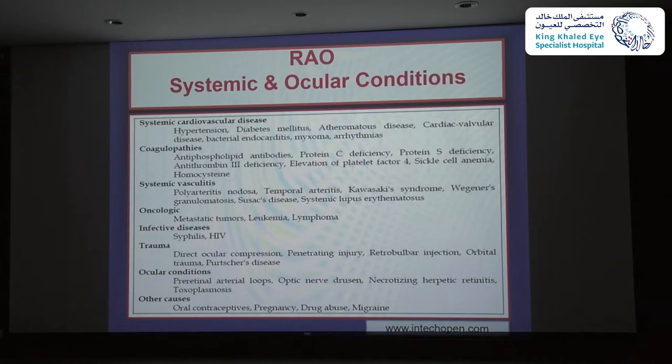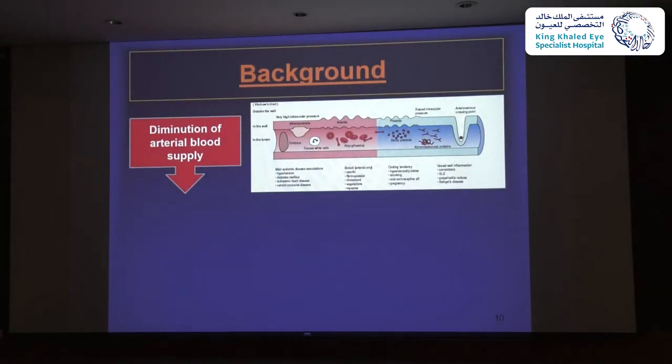But having some symptoms and focused history, I'm sure that you can end up with a very important possible cause that you need to investigate. So usually use your sense, and through the history and physical examination, you can get a lot. So what happens with any arterial occlusion?